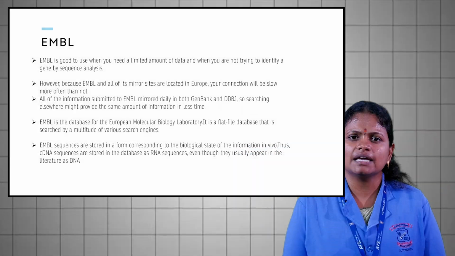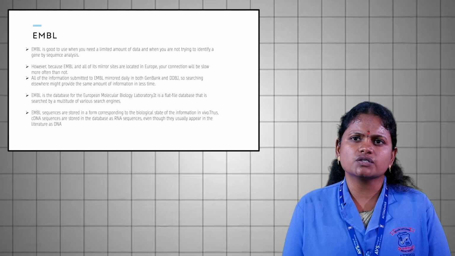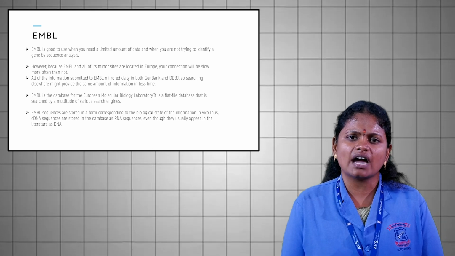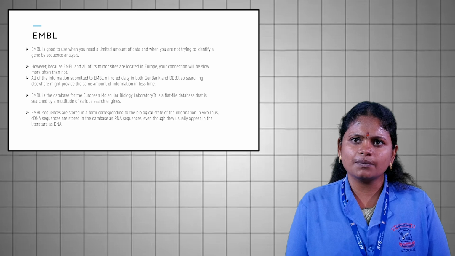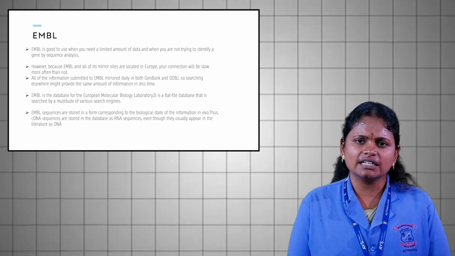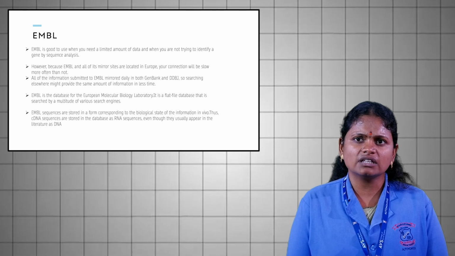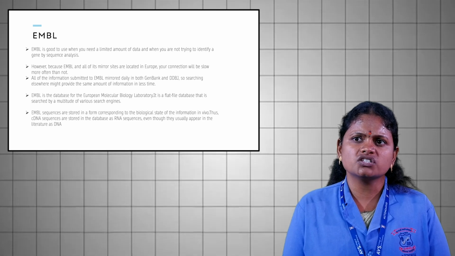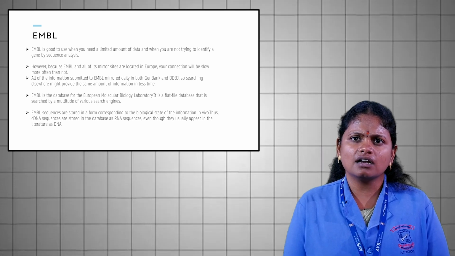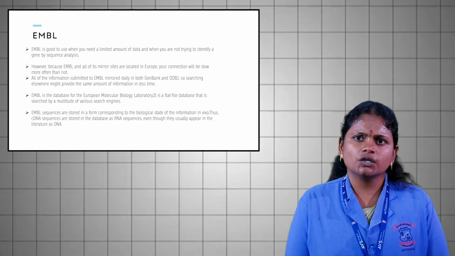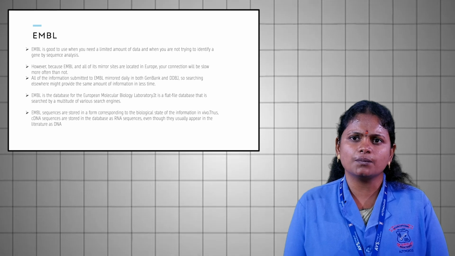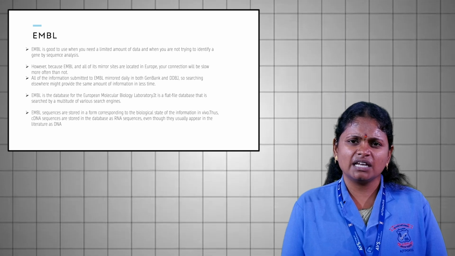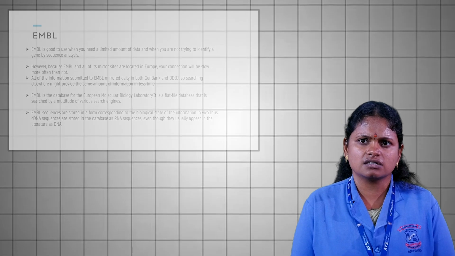Next, EMBL. EMBL is a good tool. First, it uses a limited amount of data and makes it easy to identify sequence analysis. EMBL has mirror sites located in Europe. Your connections will be faster, and the information submitted to EMBL daily is equal in both GenBank and DDBJ. All searching websites used by humans, and information collected, go to the EMBL. EMBL is the European Molecular Biology Laboratory. It is a flat file with many various search engines.